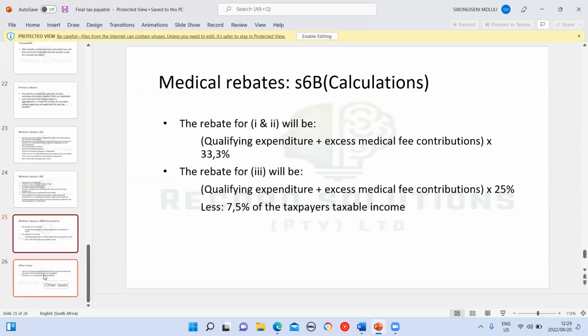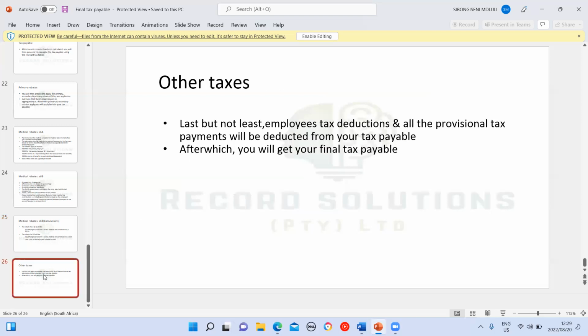So let's move on to the other taxes, which is the last slide in my set of slides. In terms of the other taxes, last but not least, employees' tax deductions and all the provisional tax payments will be deducted from the tax payable, after which you'll get your final tax payable. So these slides were the complete framework and the explanation of calculating tax payable. But now I'll apply it to a question so that you can see it clearly.